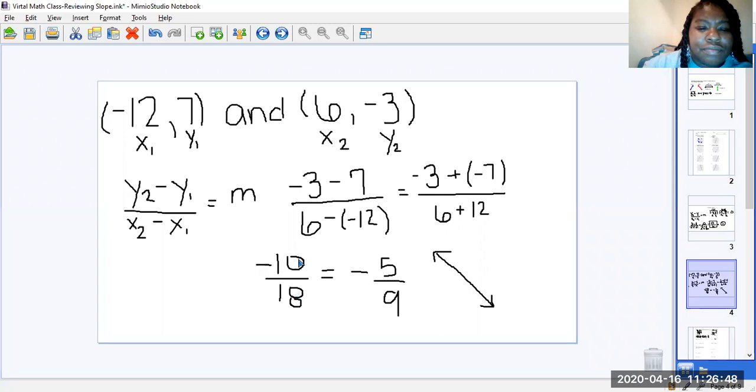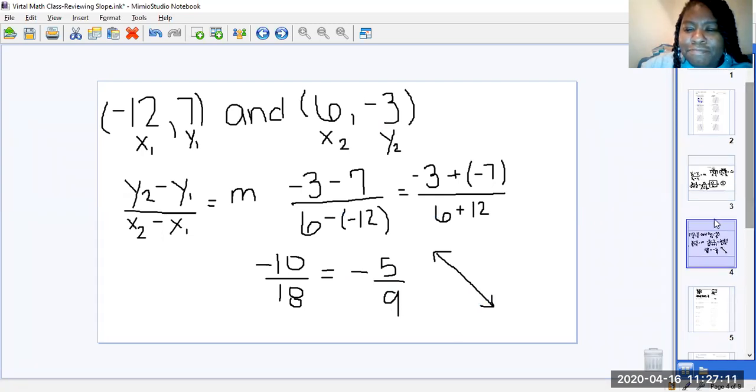So we have negative 10 over 18, and we reduce that to negative 5 over 9. Okay, all right, so that's how we do that there.